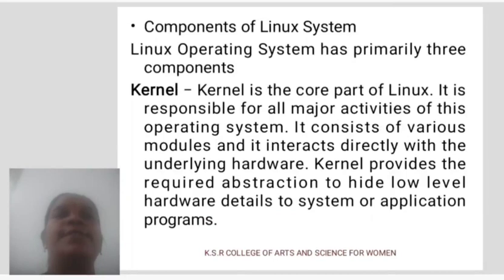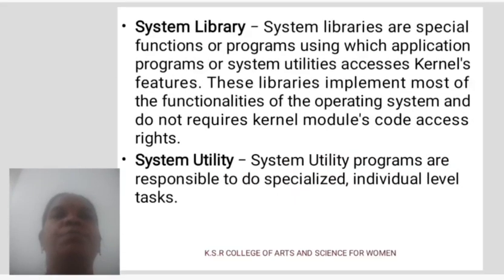Components of the Linux system. The Linux operating system has primarily three components. Kernel. Kernel is the core part of Linux. It is responsible for all major activities of this operating system. It consists of various modules and it interacts directly with the underlying hardware. Kernel provides the required abstraction to hide low-level hardware details from system or application programs.